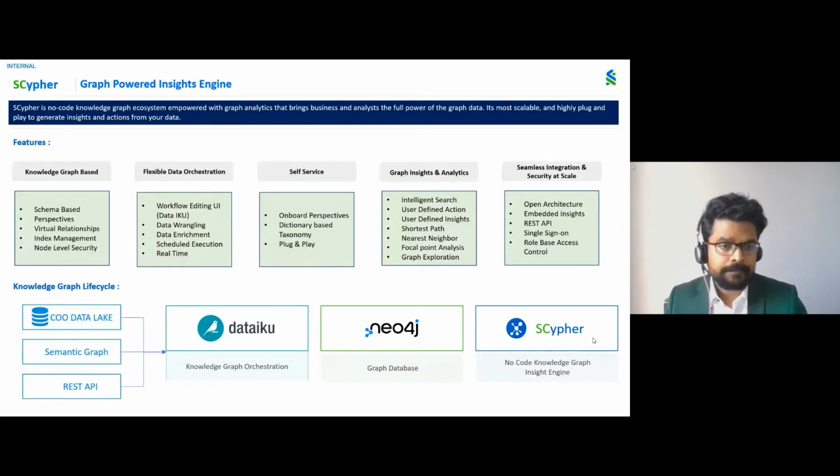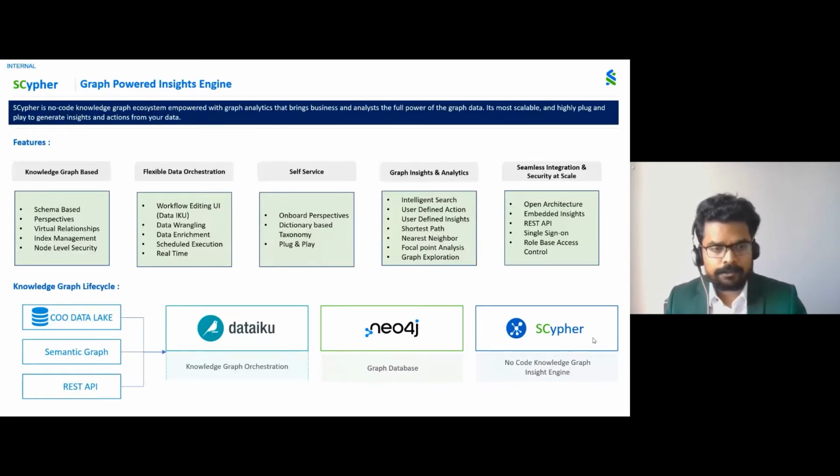So if you take a look, what is the life cycle, how are we creating our knowledge graph, and how have we embedded Cypher as an end user capability. We stream data from either our bank's data lake, COO's operations data lake, and we also connect to a semantic graph of any of the BI tools within our bank.